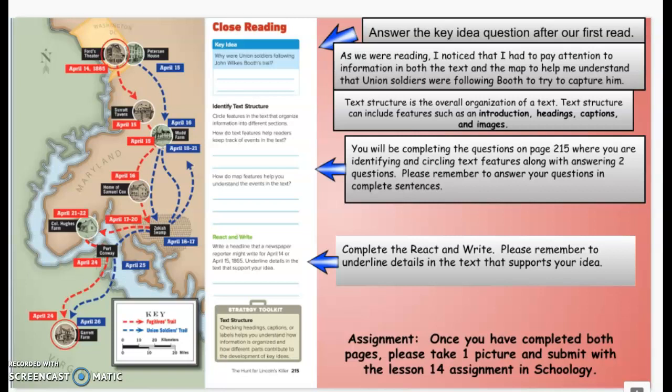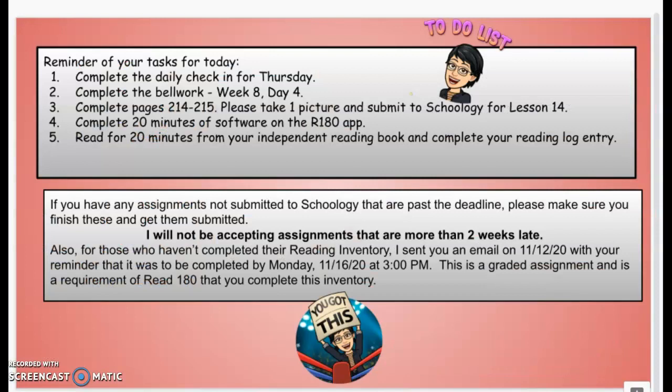Now, the last thing I'm going to have you do is, once you have completed pages 214 and 215, I want you to take a picture of both and submit it to the Lesson 14 assignment in Schoology. And here's your reminder of your task for today. I'm going to sign off, but you can freeze this frame right now and read through the 5 things that you're expecting to do. And then in that second box, that is some important information for you.